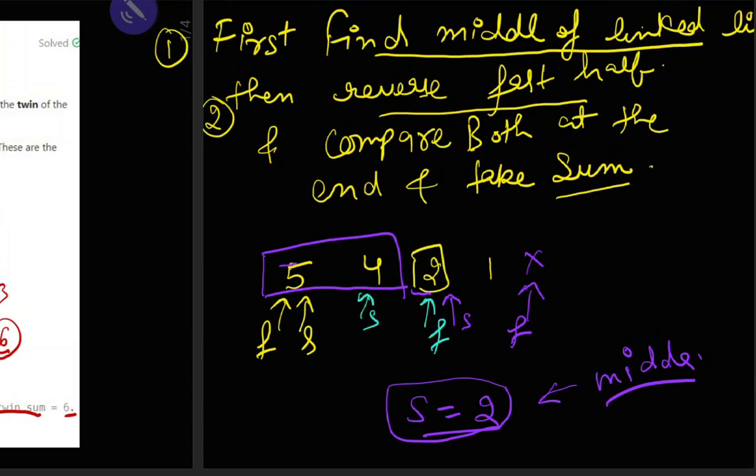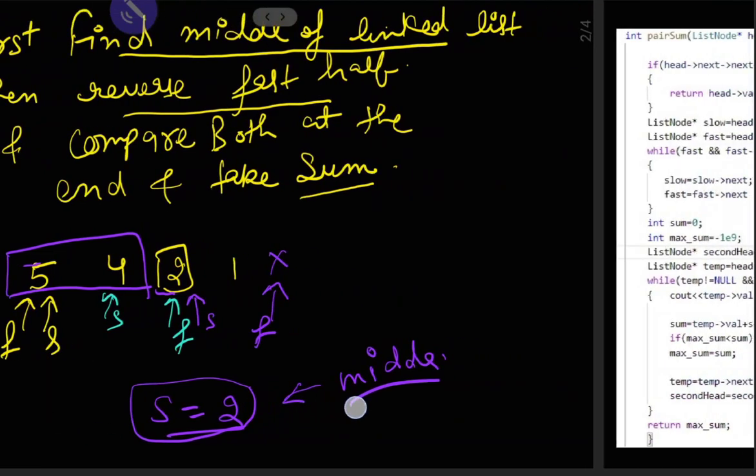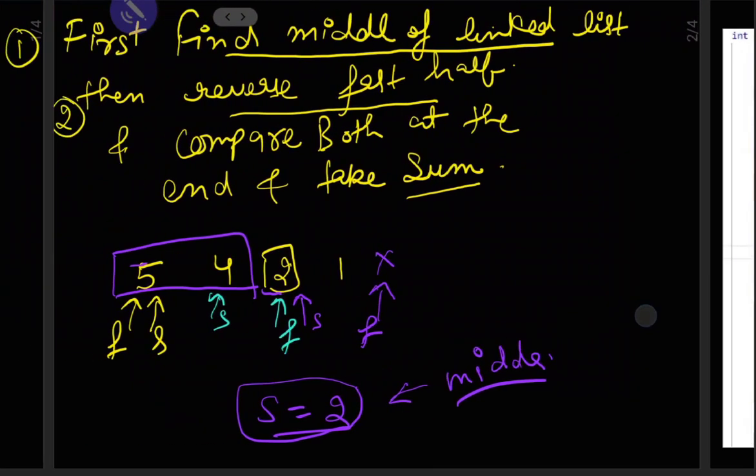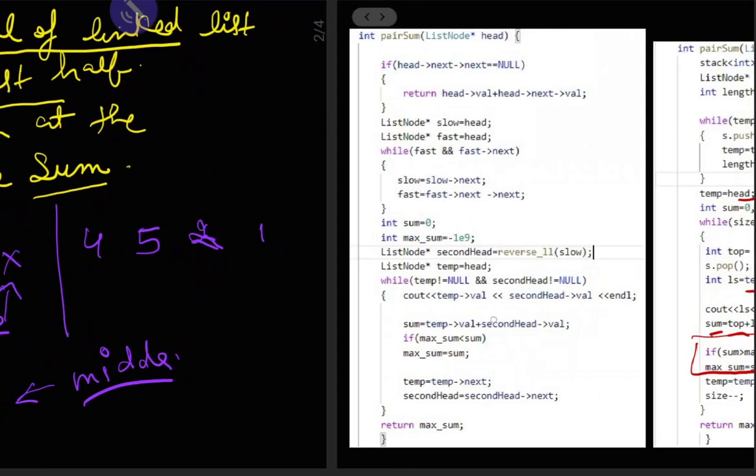Then the first half after reversing will be 4, 5, and 2 1 is as it is. So now I will start doing this thing. For example, look at the code.